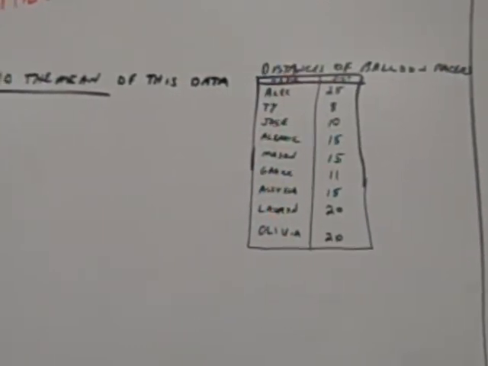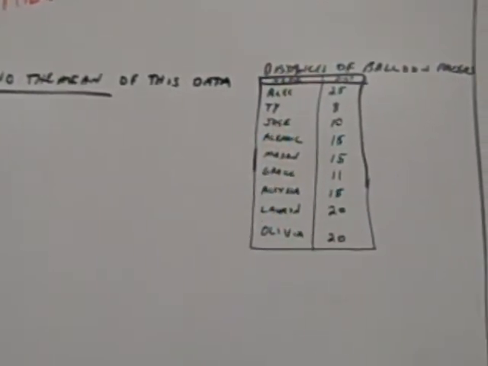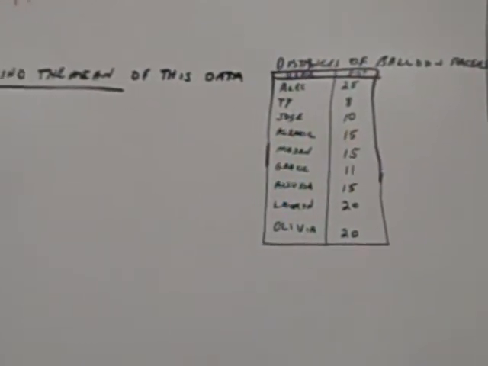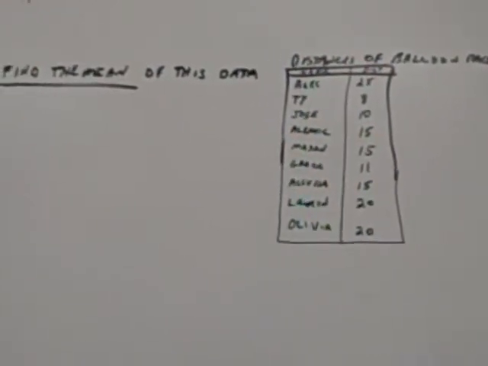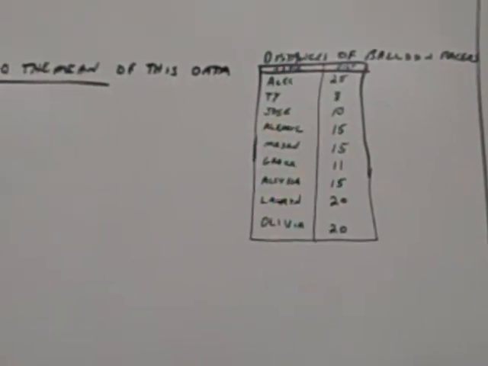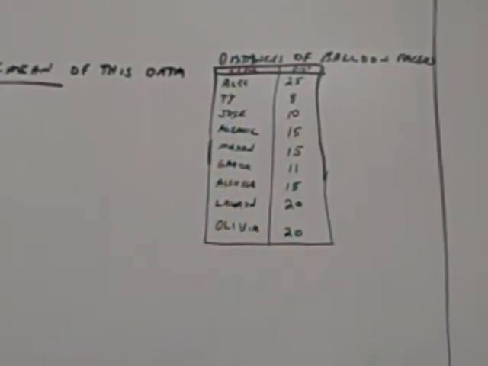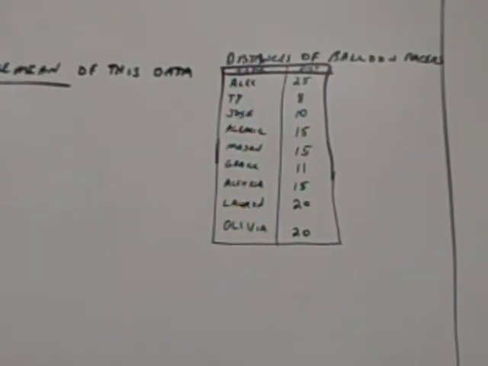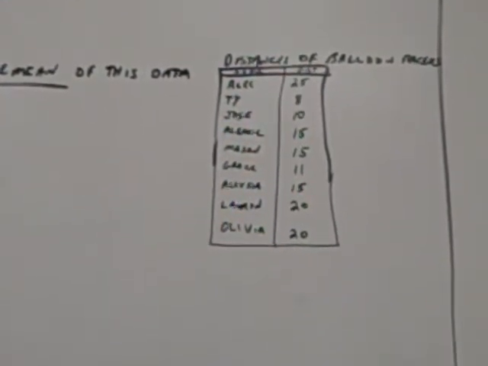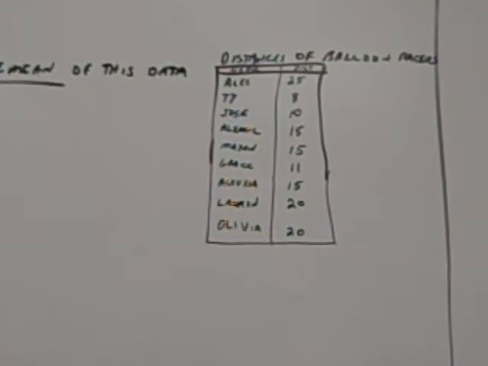Okay. Well, I made up some. Alec went 25 feet. Ty went 8 feet. Jose went 10 feet. Alric went 15. Mason went 15. Grace went 11 feet. Alyssa went 15 feet. Lauren went 20 feet. And Olivia went 20 feet. That is our data that I collected. Okay? Let's find the mean. Let's find the average. So, what are we going to do?